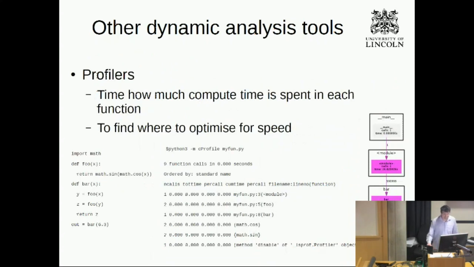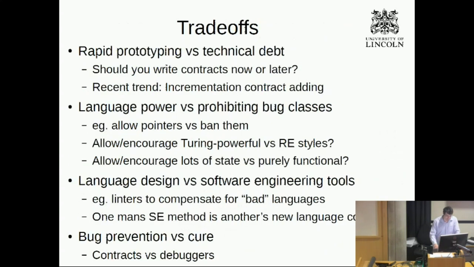There are profilers. This is another type of dynamic analysis that counts how long your program spent in different functions. Tells you how many milliseconds are in each function. So if you want to make your program go fast, it tells you which bit you need to optimize, which is almost always not the thing you thought it was going to be. So it's really important to run a profiler before you start going in and optimizing.